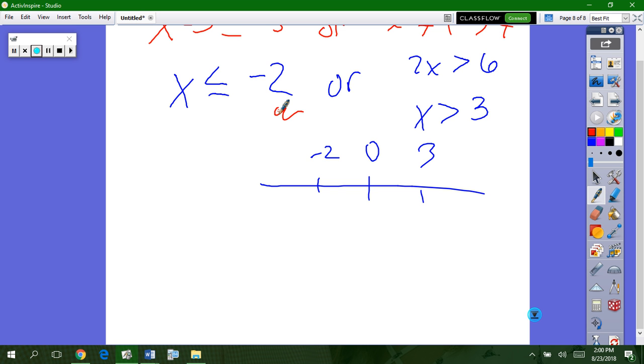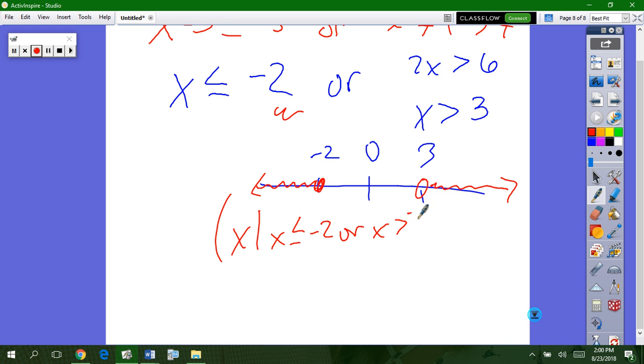This is 1-5. Okay? So, closed dot, that direction. Open dot, this direction. Do they share anything? Because they don't share anything, this is basically my answer. Now I just have to write them in the different ways. Does that make sense? So, set builder: x such that x is less than or equal to negative 2, or x is greater than 3. Oops. That's horrible. But you get the idea.